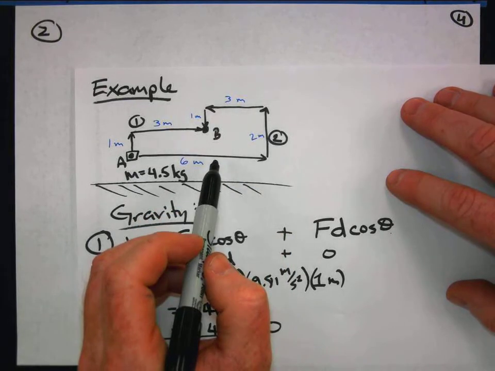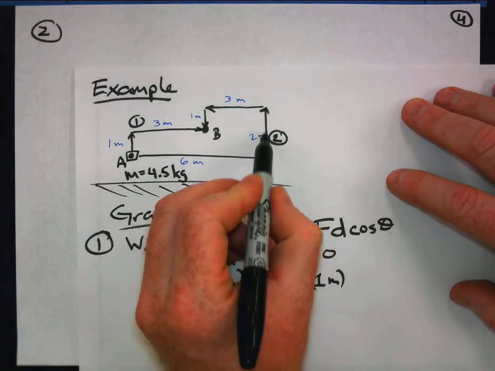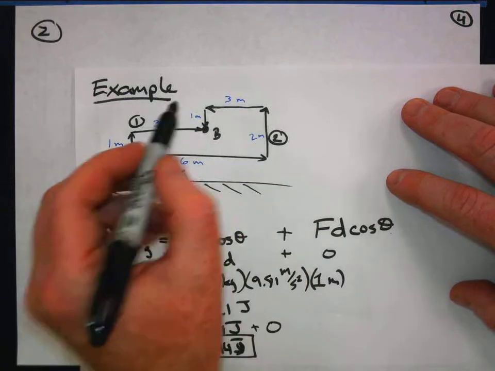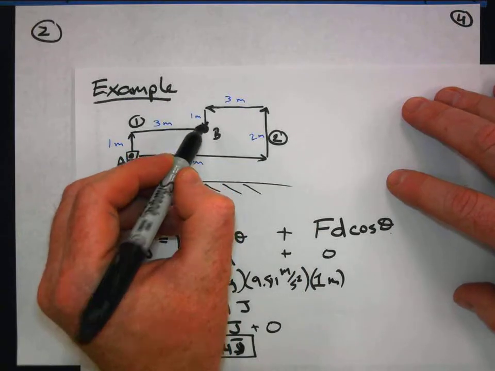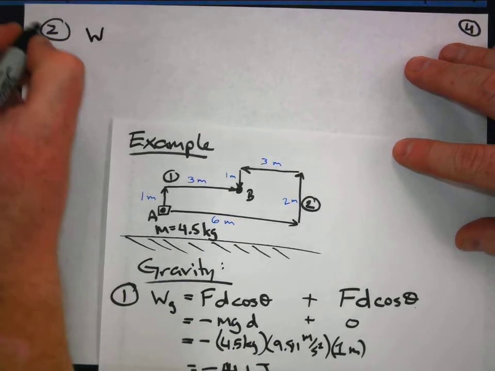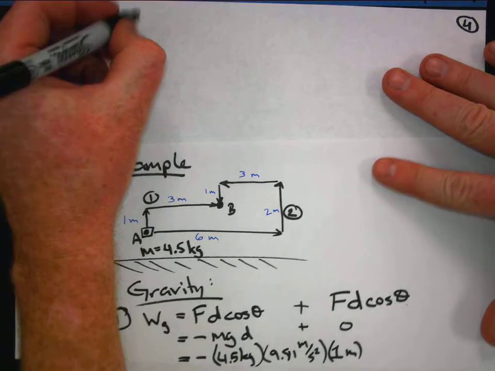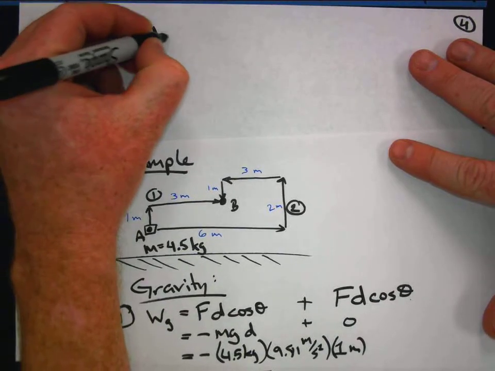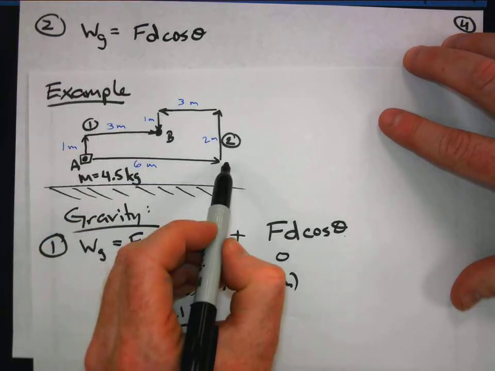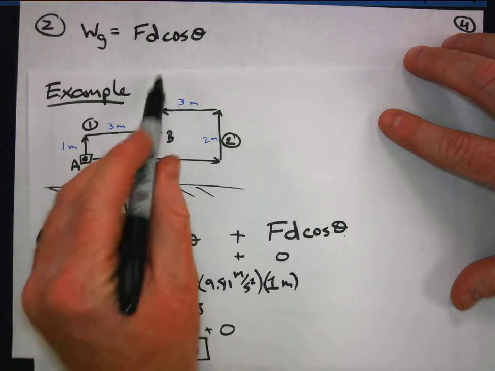I do need to look at the upward segment here, the work done there, and I need to look at this downward segment here. Okay, so this is going to be for pathway number 2, work done by gravity. I know that I'm going to need a force times the distance times the cosine of theta for the upward pathway, and I'll need to add a force distance cosine theta for the downward pathway.